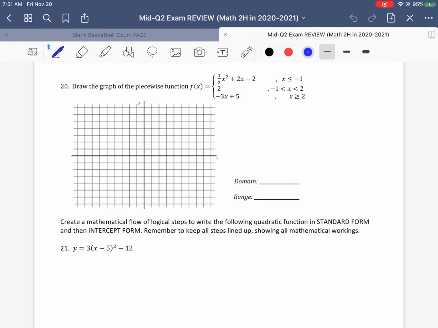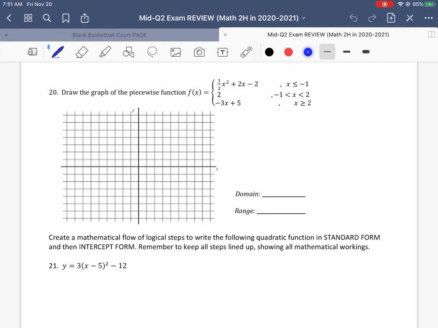All right, this one we're going to start on number 20. Number 20 is drawing a graph of a piecewise function, so we're given this function here. Again, we can just plug in domain values to help us graph this function. I'm going to draw in our little barriers, so we're going to have 1, -1.